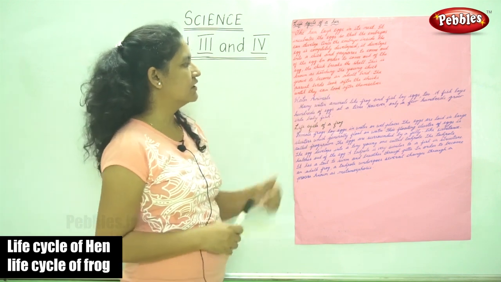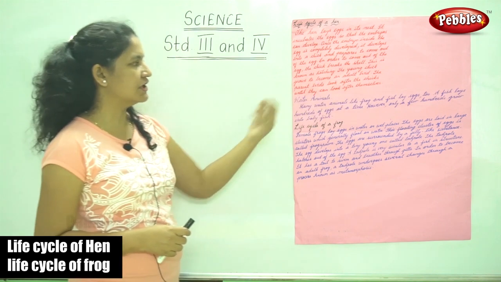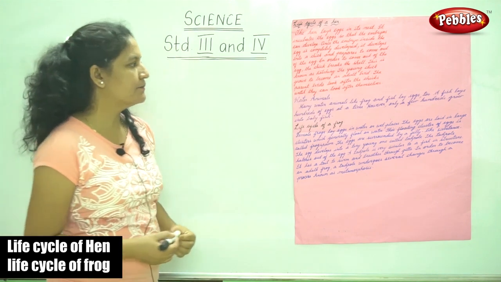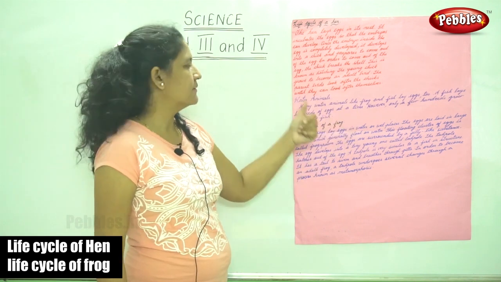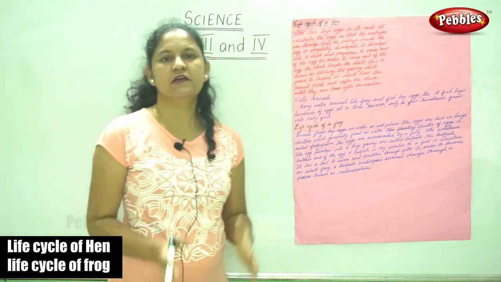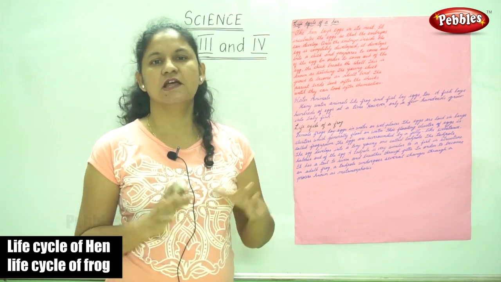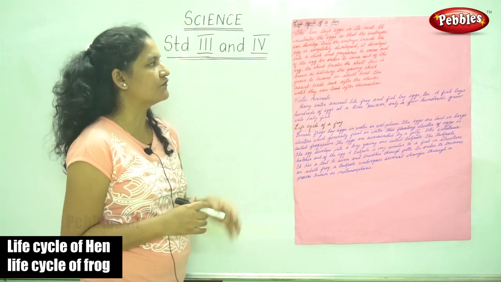The young chick grows to become an adult bird. The parent bird looks after the chicks until they can look after themselves. So the parent looks after the chicks till they are able to take care of themselves. So this is the life cycle of a hen.